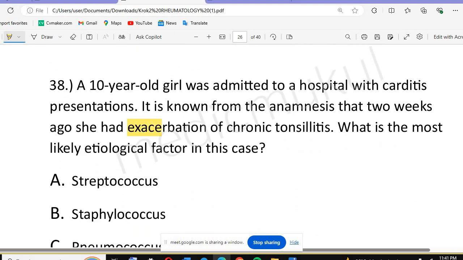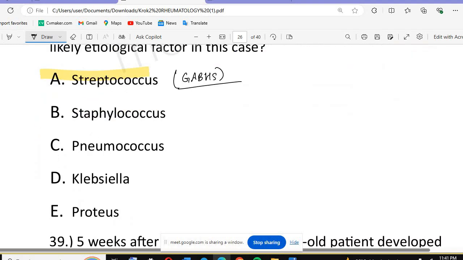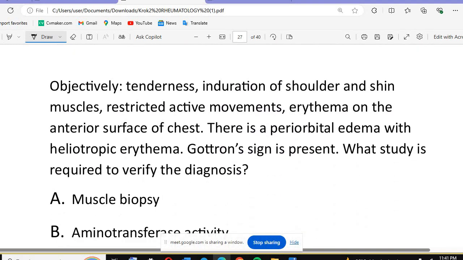Now you see the exacerbation of the chronic tonsillitis. So the patient is hospitalized with the carditis presentation. So the acute rheumatic heart disease. So what will be there? Group A beta hemolytic streptococcus, GABHS, Streptococcus pyogenes. And you can see the Gottron sign.